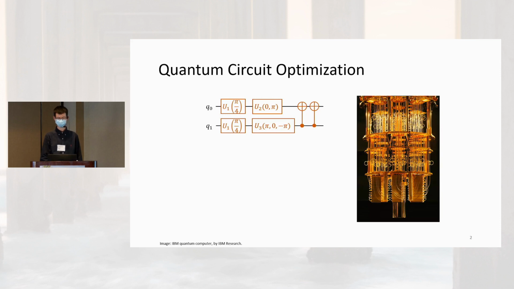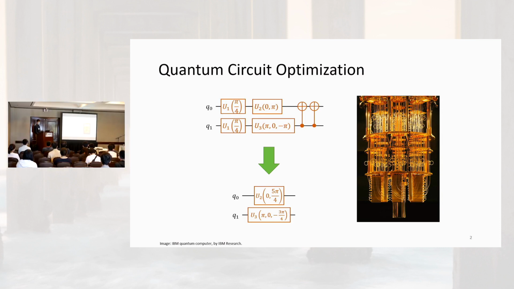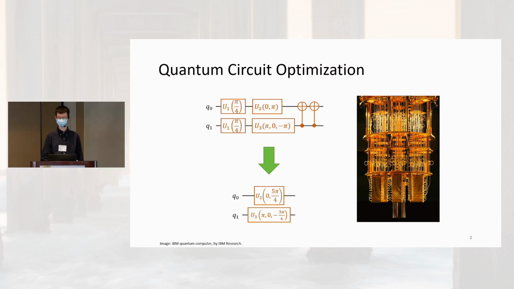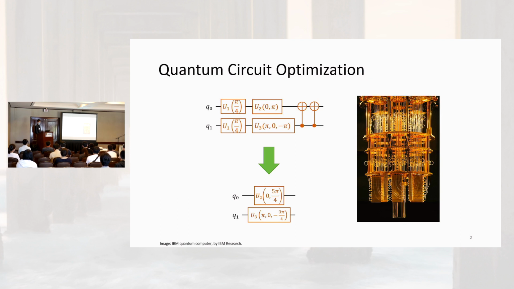It turns out that we can actually optimize this circuit into a circuit with only 2 gates. The smaller circuit runs faster with a lower error rate while doing the same computation. So this is a general motivation of quantum circuit optimization.